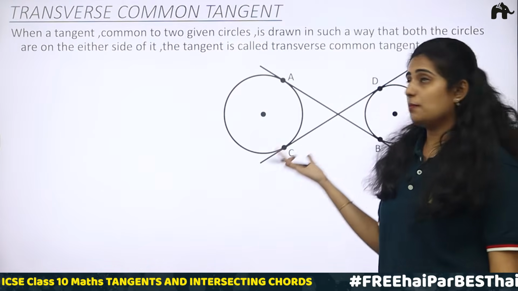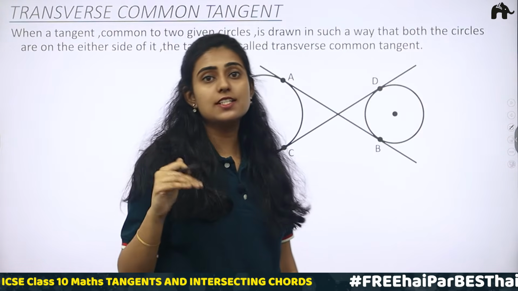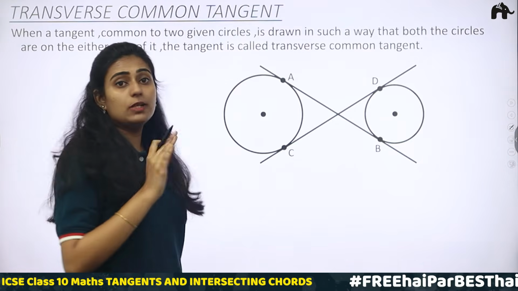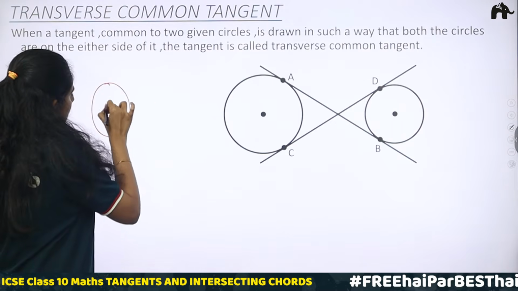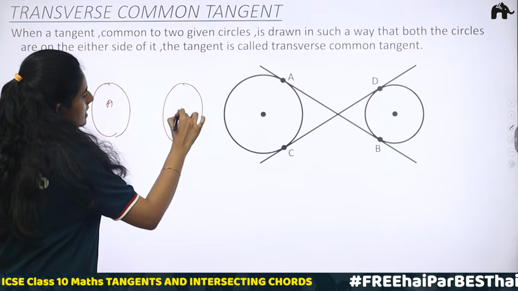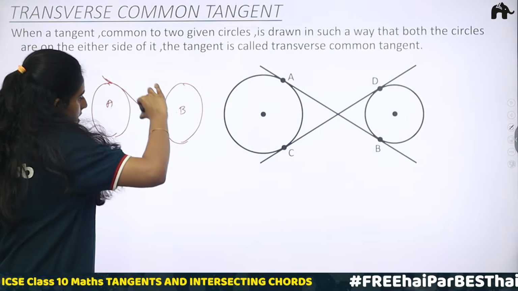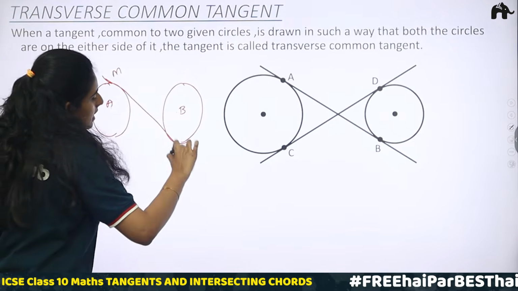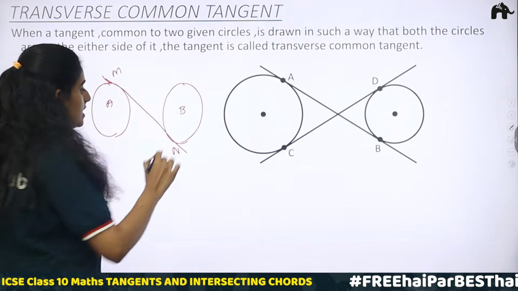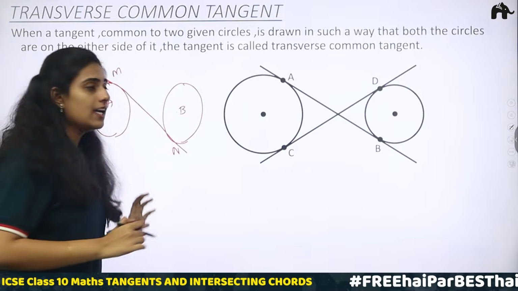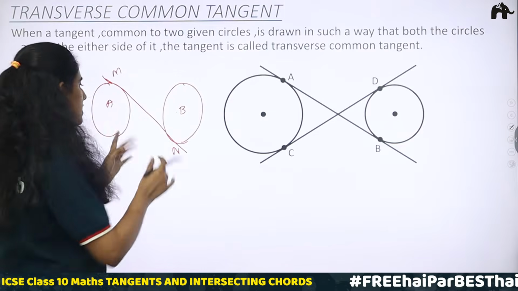Second is the transverse common tangent, just the opposite case. That is, in case of direct common tangent, we had both the circles on the same side. Here, both the circles will be on either side of the tangent. When you have first circle with center A and the second circle with center B, the tangent will be in such a way that it touches the first circle at some M and the second circle at N. The first circle lies towards the left side of the tangent and the second circle lies on the right side of the tangent. There is a difference, right? Here, both are lying on opposite sides of the tangent.